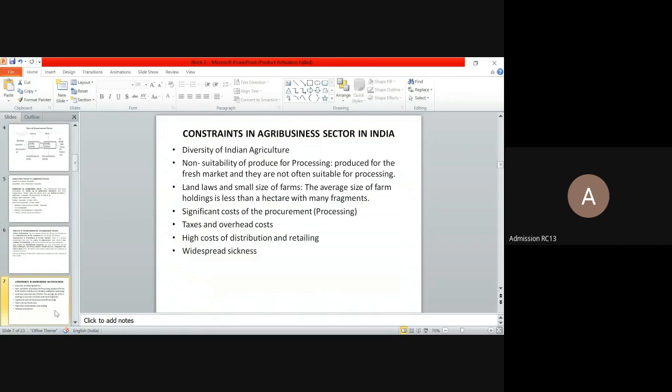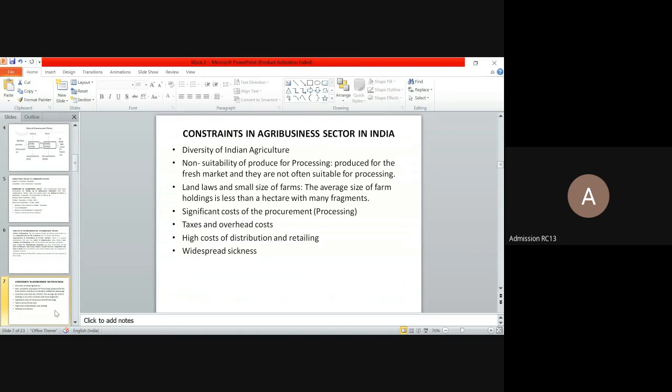So in that case, diversification, if it is too much, agribusiness policies may also conflict with each other, and may be a limitation for the agribusiness sector, because you can't target and trace the right track. Second is non-suitability of produce for processing. Sometimes, without knowing, you take the wrong product for the wrong processing. Since we are with diversification, we have a number of things and we get into different processing, which may not be suitable for that particular product. So that is again a constraint.